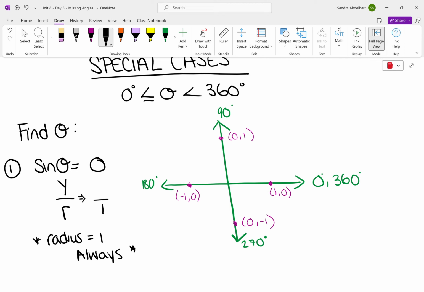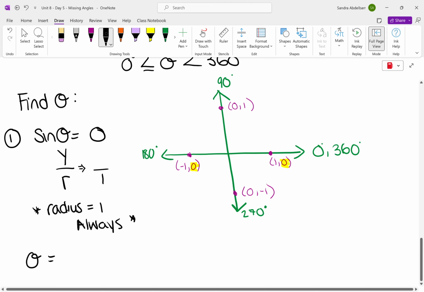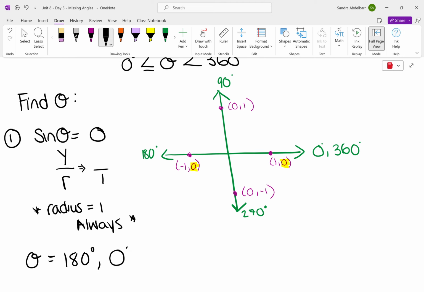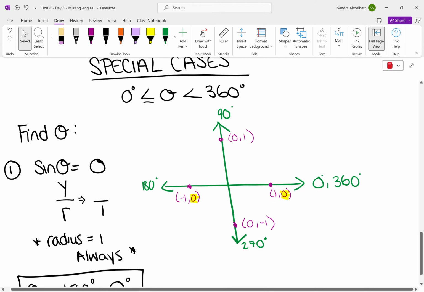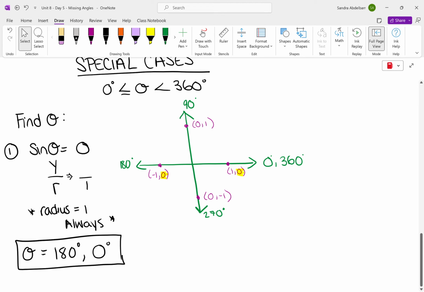All right, so now in order for the sine of this angle to be 0, we need the y coordinate to be 0. Where is the y coordinate 0? Right here and right here. So that means we're at 180. Theta equals 180, and what else? 0. How come it's not 360? How come I just put the 0 and not the 360?